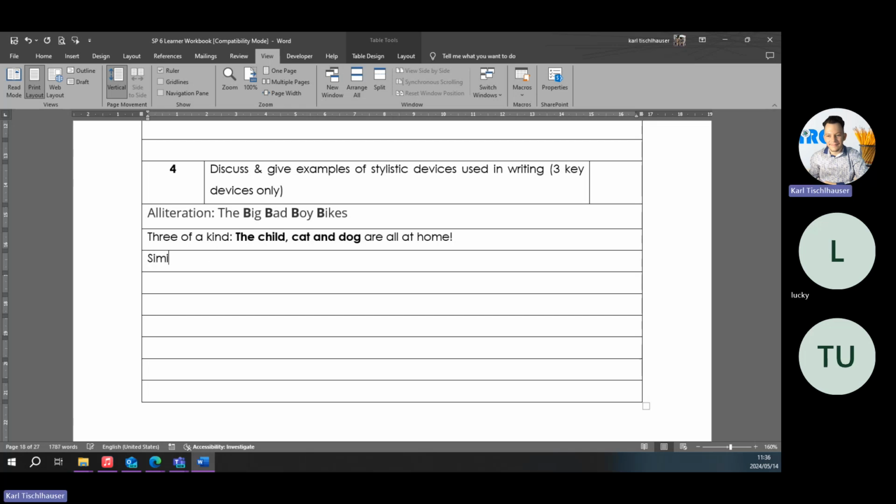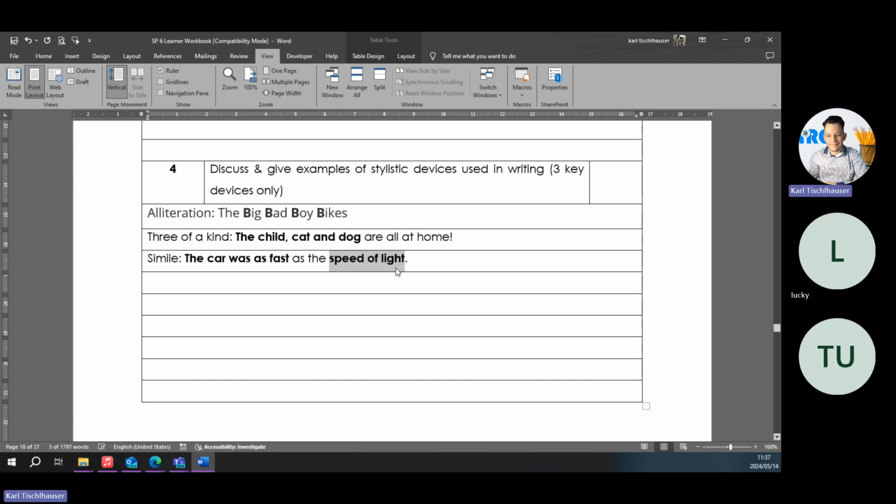I'll give you a simile also. I always spell it wrong. A good example of a simile would be when we compare things. So you can say, the car was as fast as the speed of light. What we're doing here is comparing the speed of the car to the speed of light.